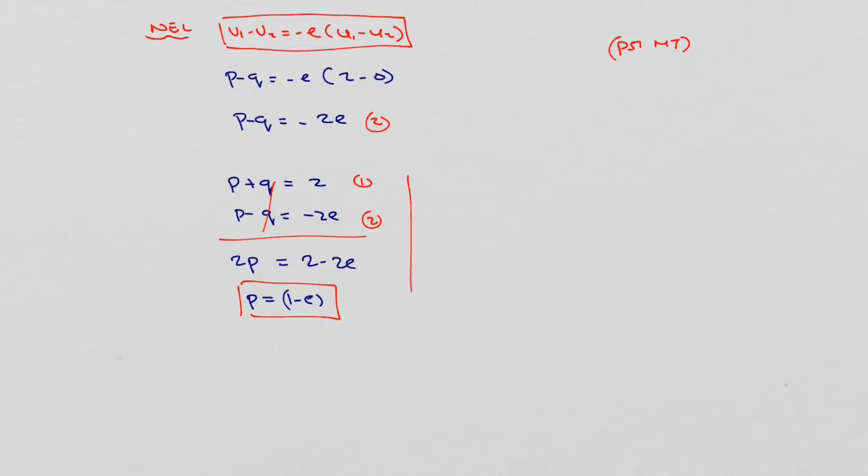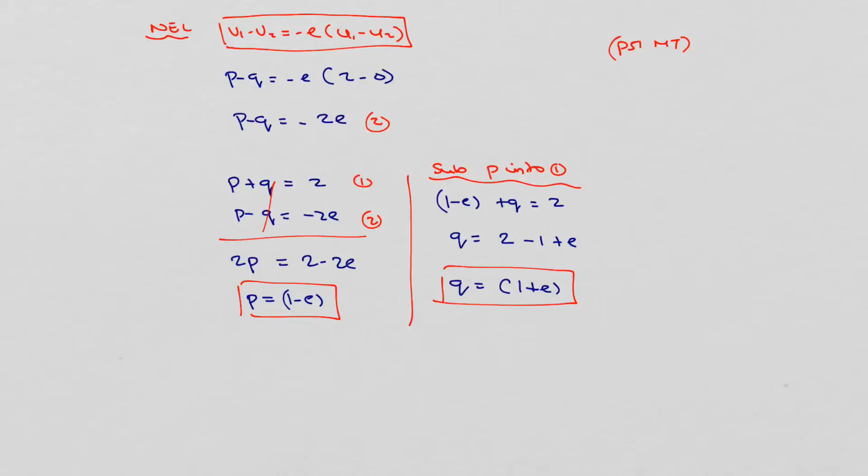And now I can sub that into the first equation, or the second, doesn't matter. And then I have 1 minus E for P plus Q equals 2. So if I rearrange that to get Q on its own, I'll have 2 minus 1 plus E. So therefore Q is equal to 1 plus E. So now we have the velocities for P and Q after their first collision.